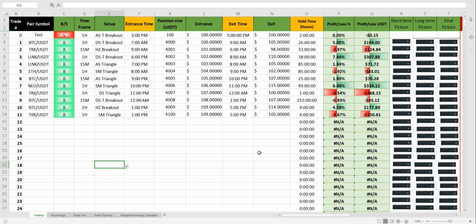So to continue with the video, I'm just going to go over the real basics. We've got pair symbol, so this is what pair you're going to be trading. You've got buy and sell, which is going to be either long or short. You've got which time frame your execution was. You get your setup. Everyone has different setups. I've got ascending trendline breakouts, descending trendline breakouts, bounces, horizontal zones, triangles, wedges, channels, all that stuff. You've got your entrance time, which says the date and the actual time, which we'll get into within the video. And then you've got your position size.